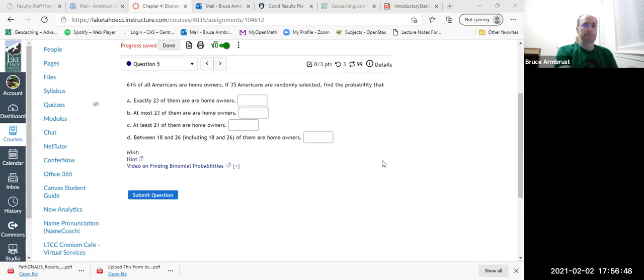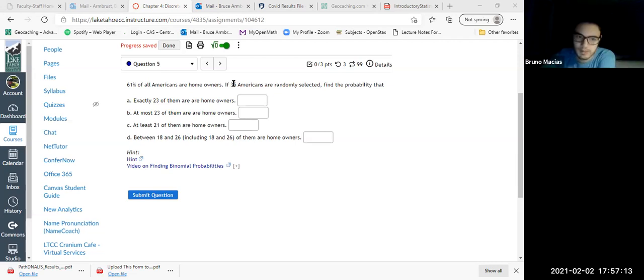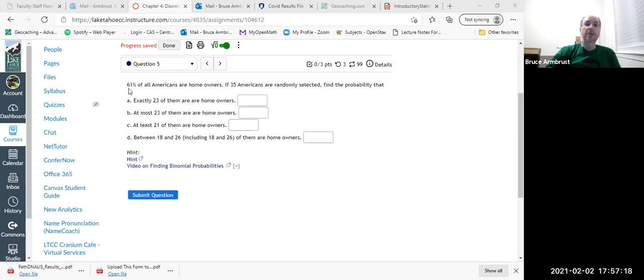So it's definitely binomial. Since it's binomial, we need to know two things. We need to know the number in our sample, which they tell us right here. They say 35 Americans are going to be randomly selected, so that's going to be our n. And then we need a probability of success. That's going to be the 61%, so we're going to use p as 0.61.